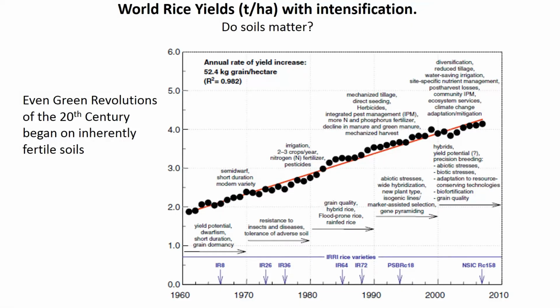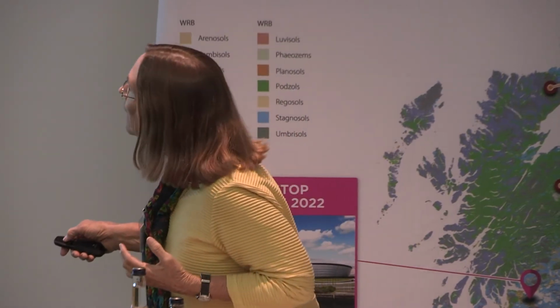So this is a graph of the green revolution in Asia for rice. And again, those began on inherently fertile soils. Alluvial soils of the Indo-Gangetic Plains, parts of China. And you'll see this is years and different interventions that happened to increase the productivity, the yields of that rice. And I think it's interesting.